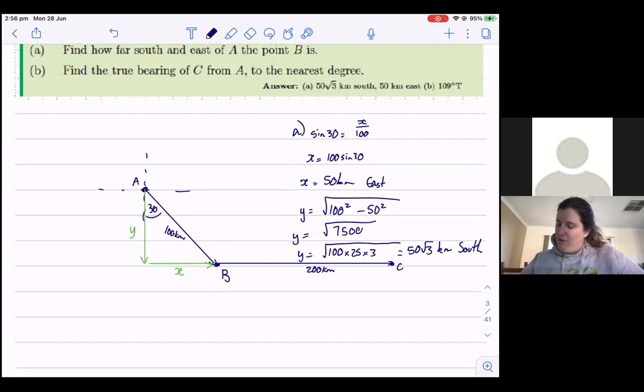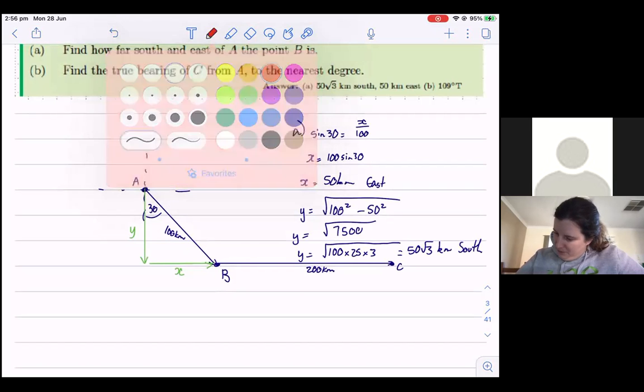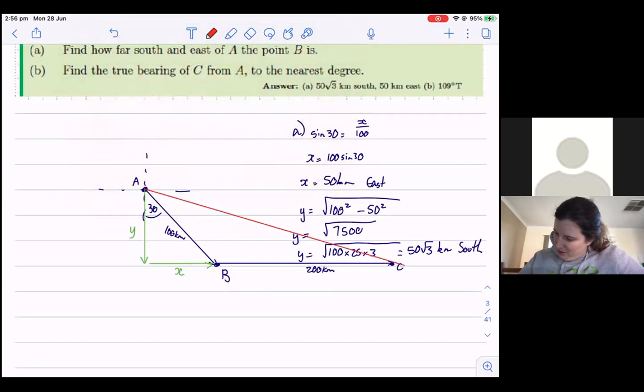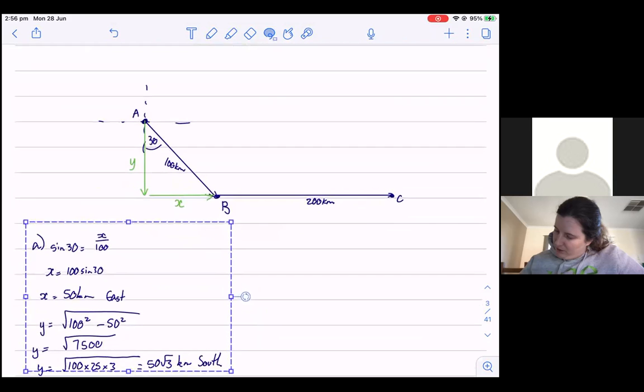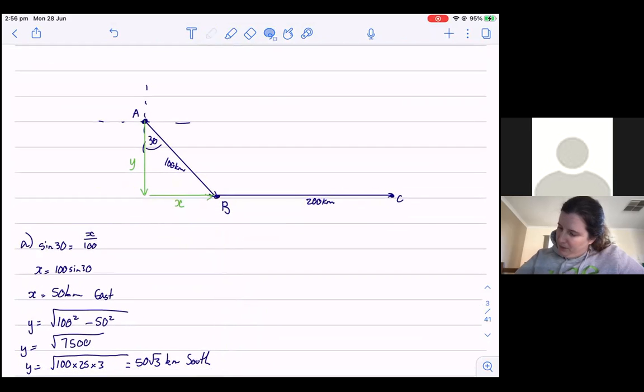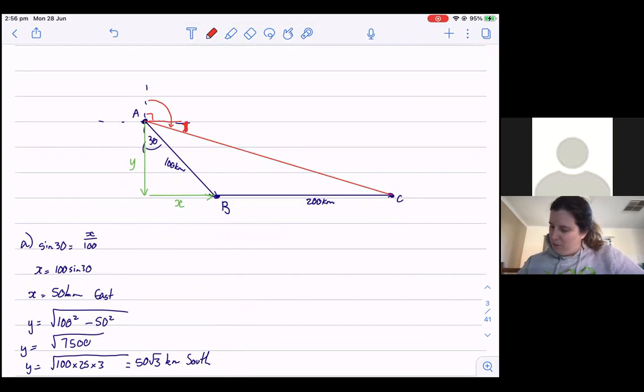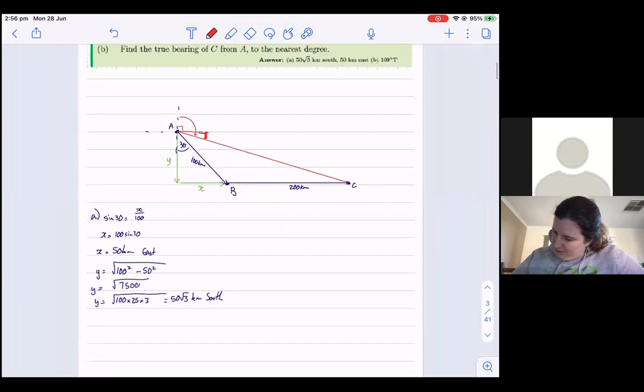Okay, find the true bearing of C from A. So this time we want to go from A all the way over to C. I'm really regretting putting this working out here. I knew I would, I just hoped I could get away with it. Whenever they're talking about a true bearing, they want it from true north. Don't forget this section is going to be 90, and then this extra section is going to help us find the extra bit.